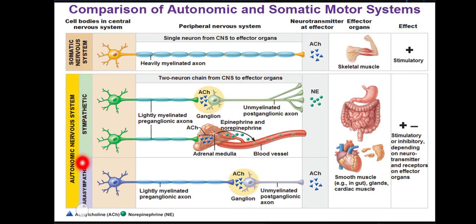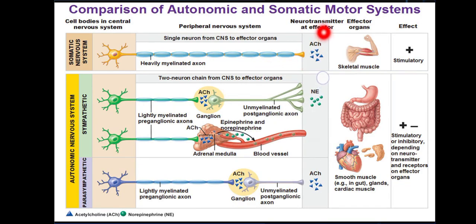Firstly, ganglia. In the somatic nervous system, ganglia are absent, and the distal synapse occurs within the CNS, typically at the level of the spinal cord or brainstem. In contrast, the autonomic nervous system has ganglia, and the distal synapse occurs outside the CNS, typically located close to target organs in parasympathetic and away from the target organ in case of sympathetic nervous system.